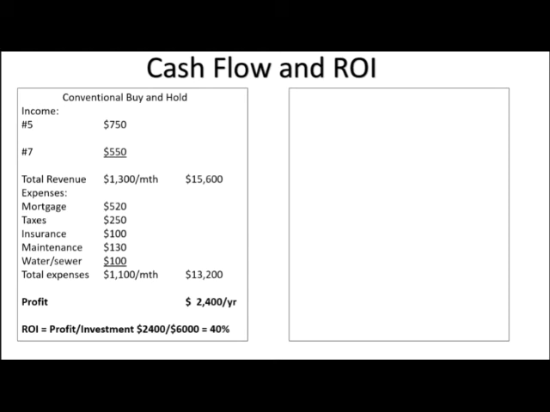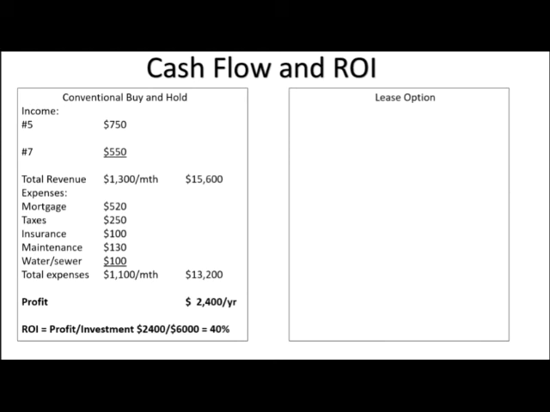So my return on investment is 40%. So that's not really a bad deal, but it really bothered me that I was only able to charge $550 for the one side instead of full market rent. So the opportunity was presented to myself to do a lease option.